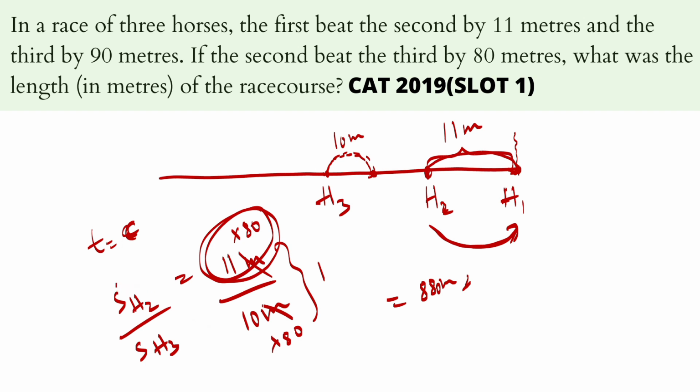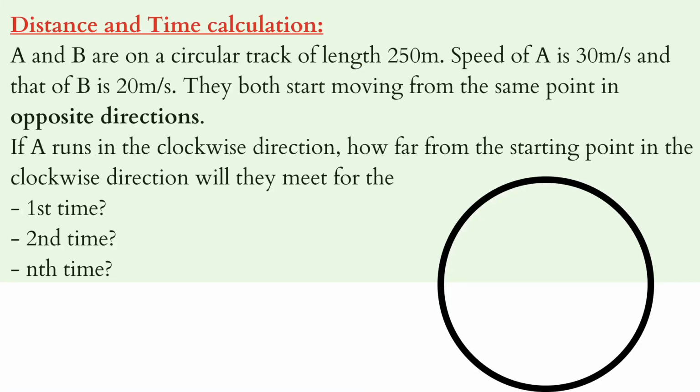See, we already got the ratio of speeds, which is 11 by 10, right? So 80 is the meter. So speed into time is equal to distance, which is 880 meters. So the total length of the track in meters is 880. Circular motion is a very important concept. Please understand carefully. It's better to take some cases and delve into this concept.